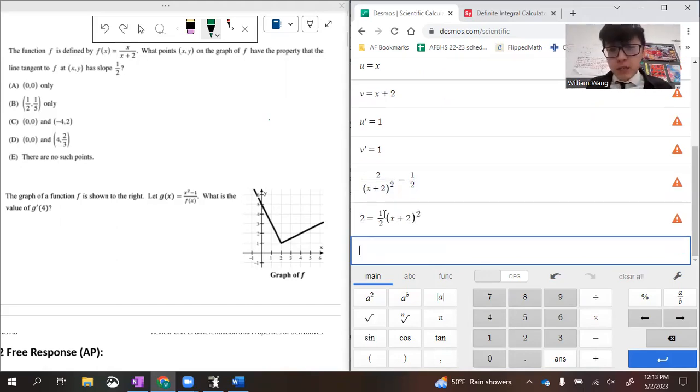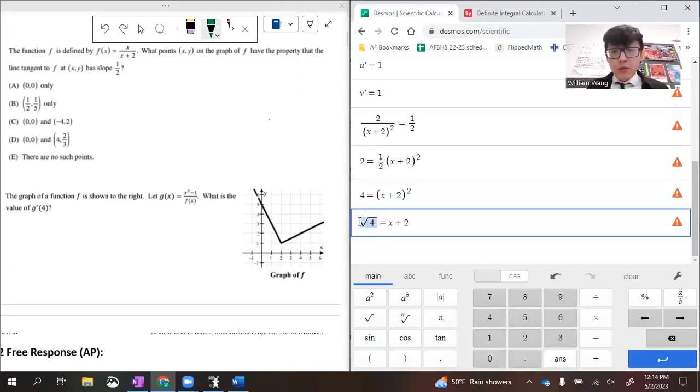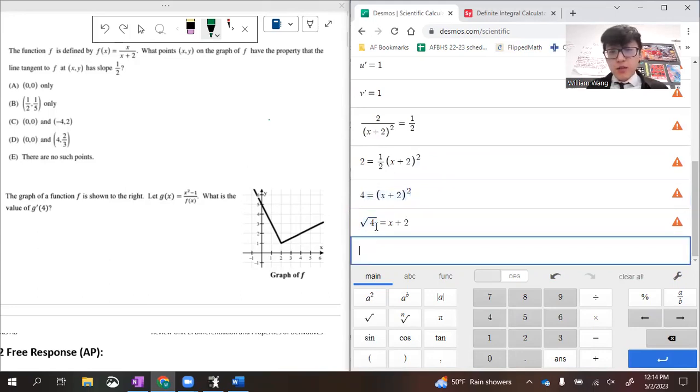I'll multiply both sides by 2 to get rid of the 1/2, so 4 is equal to x plus 2 squared. I'm going to square root both sides. So square root of 4 is equal to x plus 2, right? Now, square root of 4, remember, is not only 2, it's plus or minus 2, right? So it could be positive or negative 2 is equal to x plus 2.